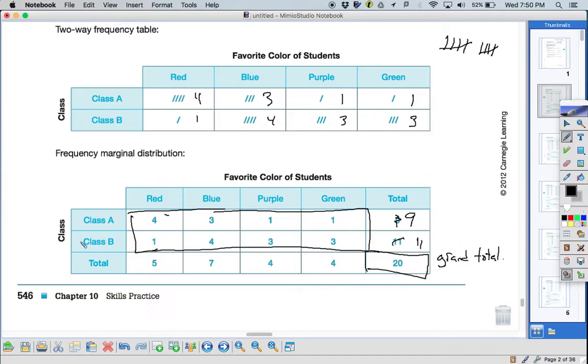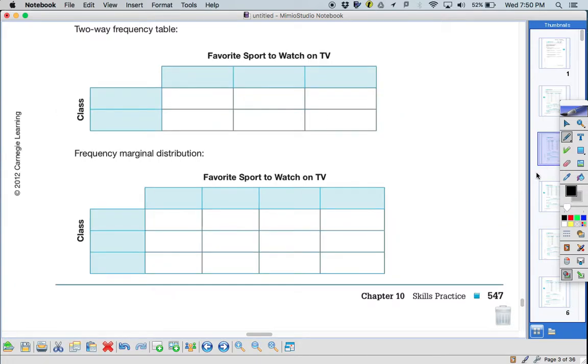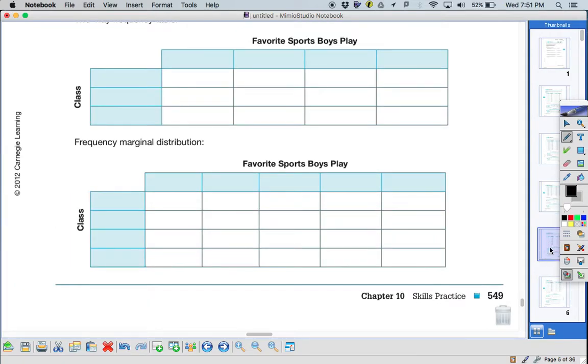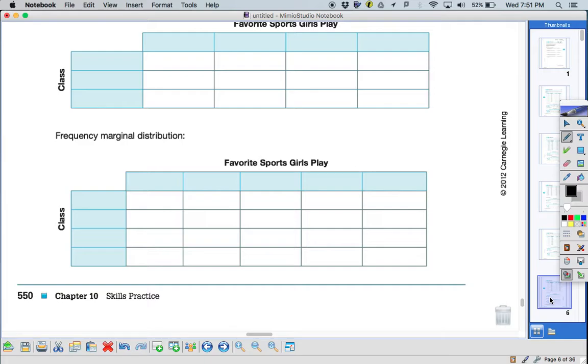This is called a two-way frequency table. It's two ways because it goes left and right and up and down. That's your two ways. So this is called a two-way frequency table. They've got some here to practice on. I'll leave that to you. And I want to get to the bar graphs.